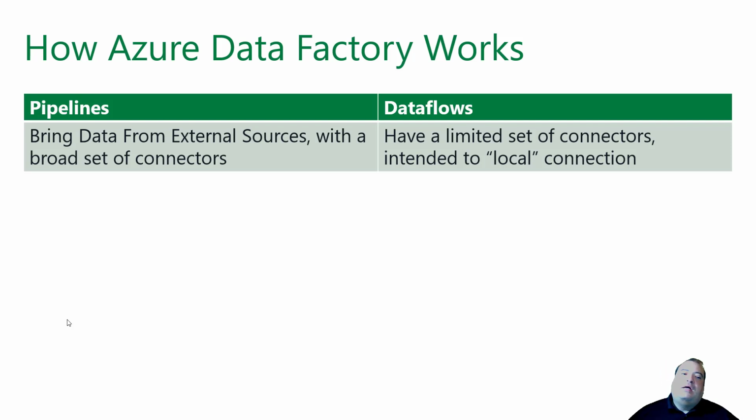In this way, the pipelines have a very broad set of connectors, while the data flows have a limited set of connectors. The data flow can access a very limited set of sources, while pipelines can access way more sources.